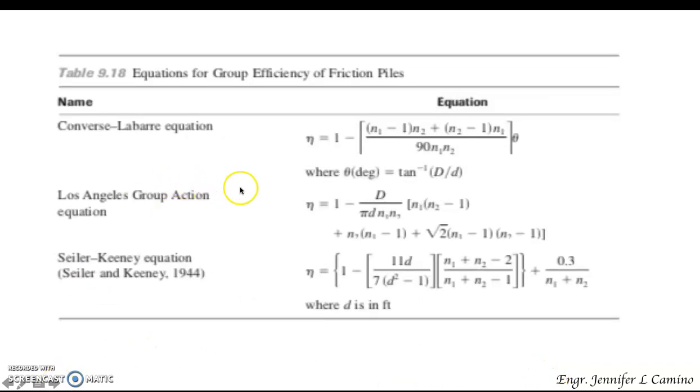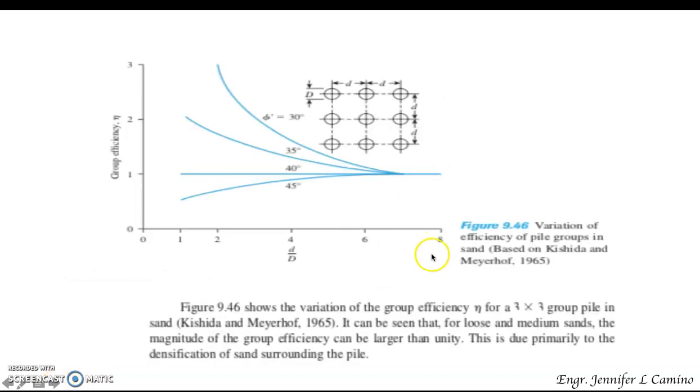We have here the table showing the equations for group efficiency of friction piles. This is a figure showing the variation of efficiency of piles in sand. This is the ratio between d over capital D with respect to group efficiency. So the group efficiency for a 3 by 3 group pile in sand.